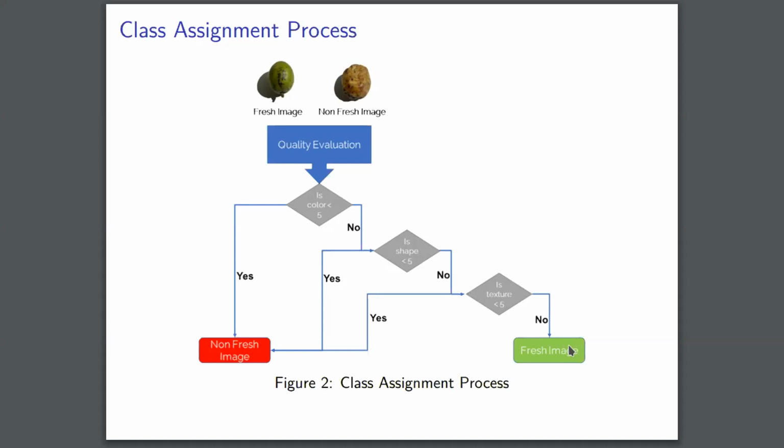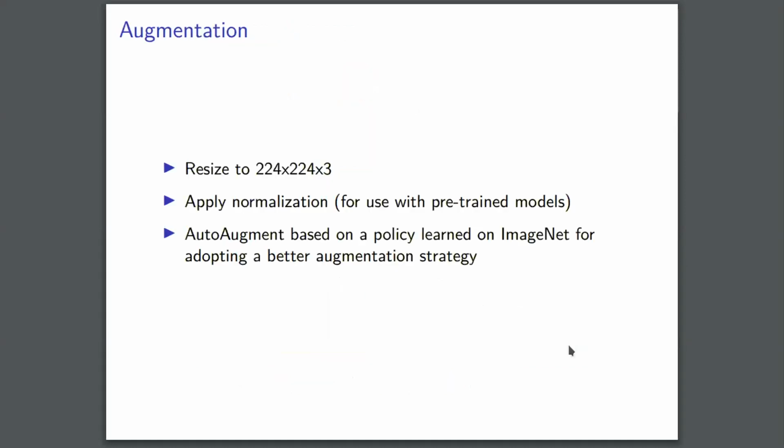So, coming to pre-processing and augmentation. Initially, we resize the image to 224 by 224, and then we apply normalization. This normalization is required for auto augmentation. We are using the augmentation policy which was learned on the ImageNet dataset. We are using automatic augmentation over a manual strategy, as it produces better results, and it has also produced state-of-the-art results in the past for standard datasets like ImageNet, CIFAR-100, and things like that.